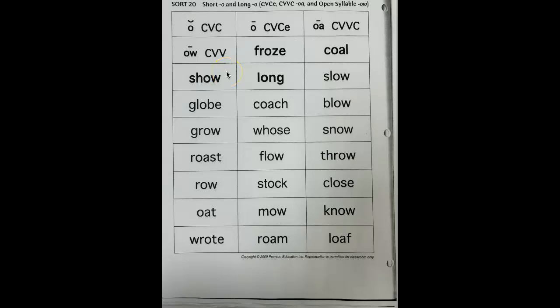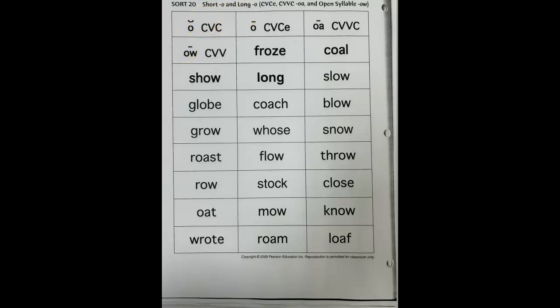Yellow group, this is yellow sort 20. Today you need 5 different colors. You have 4 main patterns, and then you do have an oddball. So go ahead and grab 5 colors, and we'll get into our first pattern here.